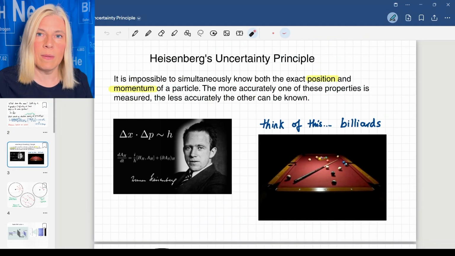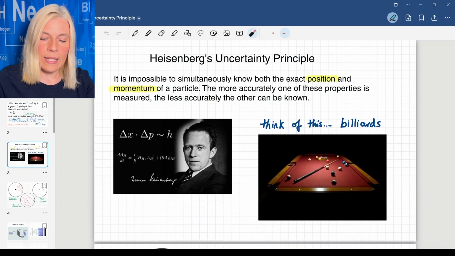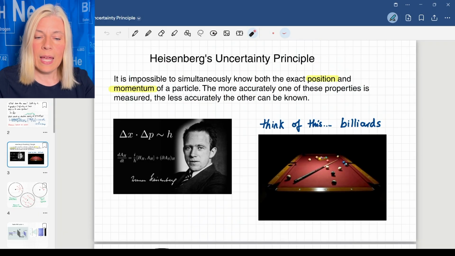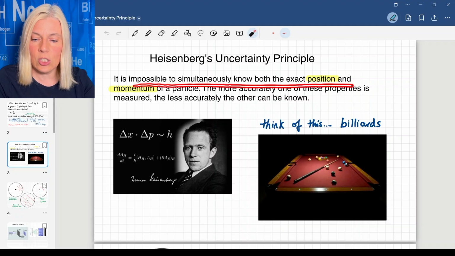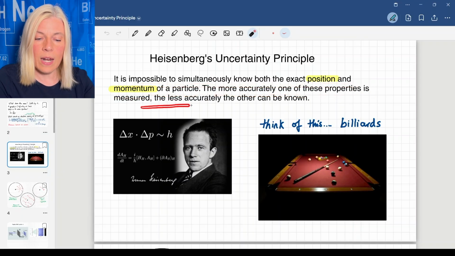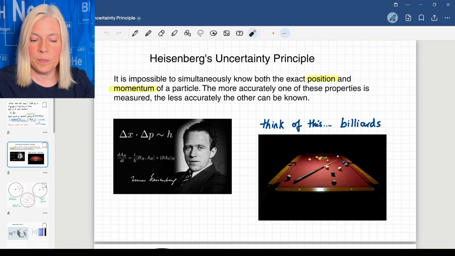Well, around the same time, Werner Heisenberg comes up with Heisenberg's uncertainty principle. What does he say? He says it is impossible to know at the same time the position and momentum of a particle. The more accurately we know one of these properties, the less accurately we know the other. He comes up with another equation.